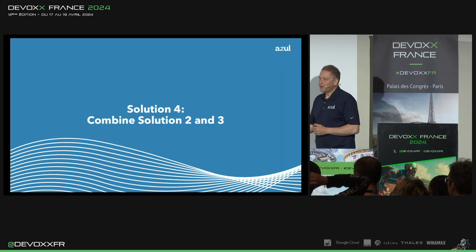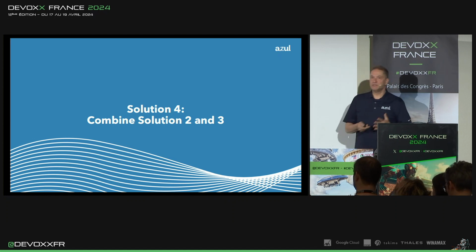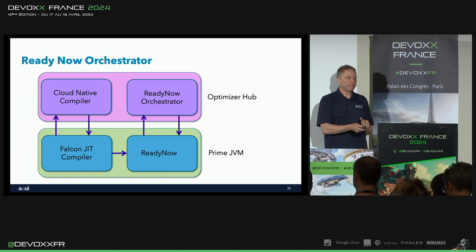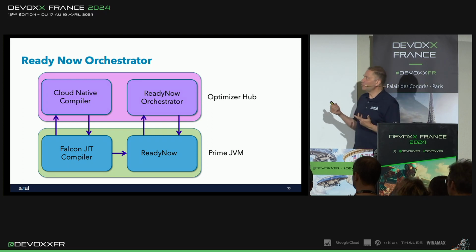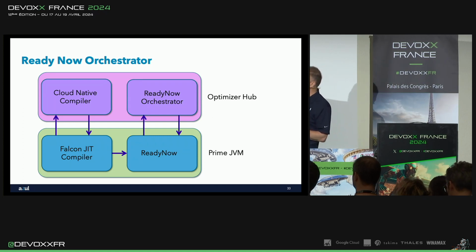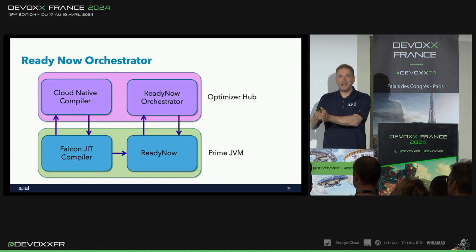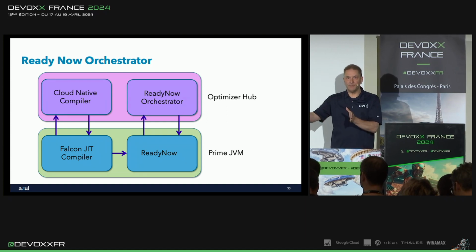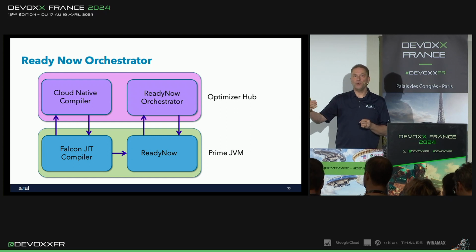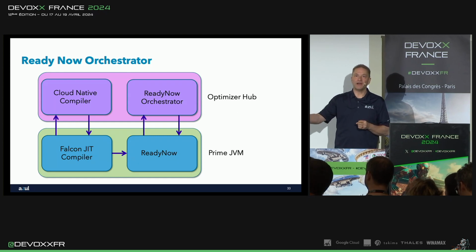Solution 4, what about if we combine solution 2 and solution 3? So this is what we did. We called it Ready Now Orchestrator. Essentially what we're doing there is to say, okay, let's take the compiler out of the JVM and combine that with a profile that we can collect from a running application.